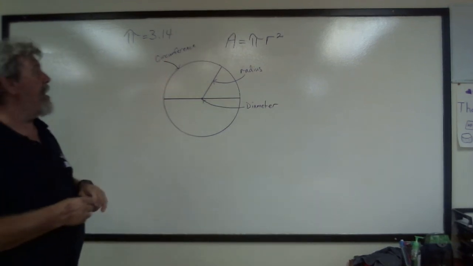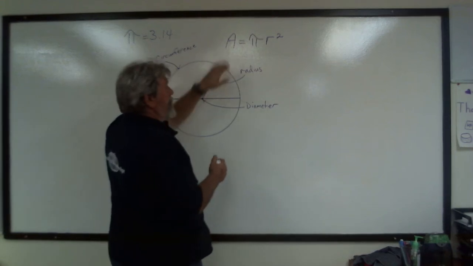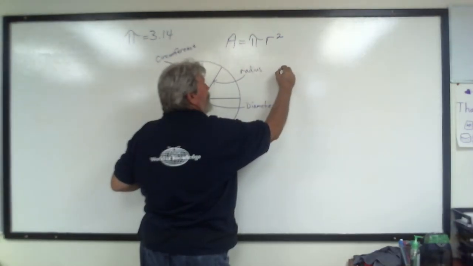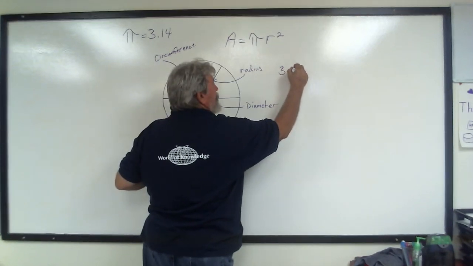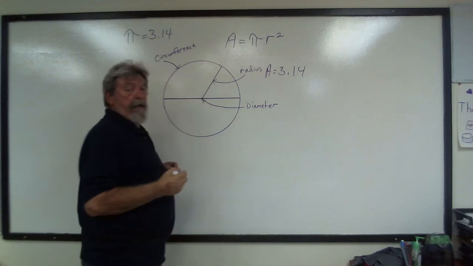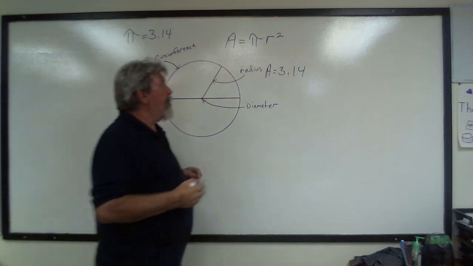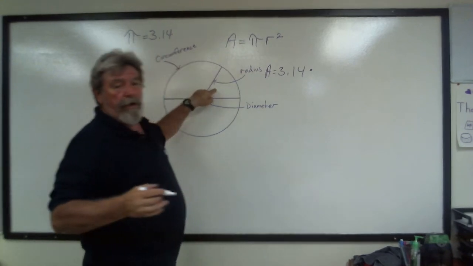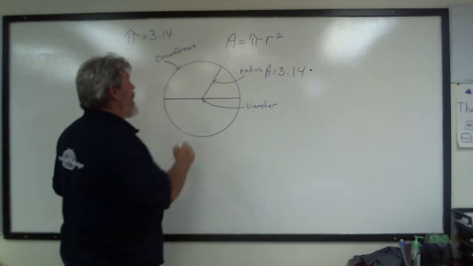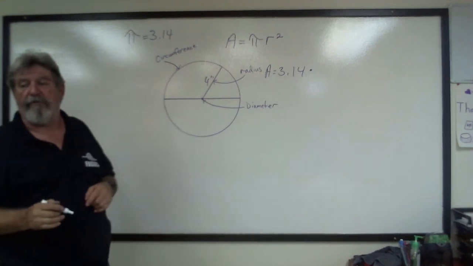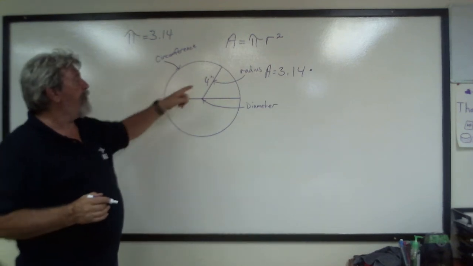So what this is telling me is to find the area, I'm going to take pi, which is 3.14. Okay? Area equals 3.14 times the radius. Well, let's just throw a radius of 4 inches here. Okay, say our radius is 4 inches, times 4 squared.